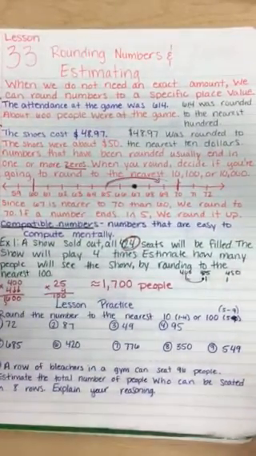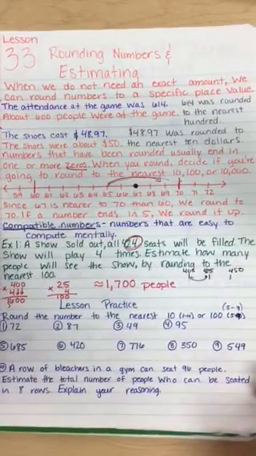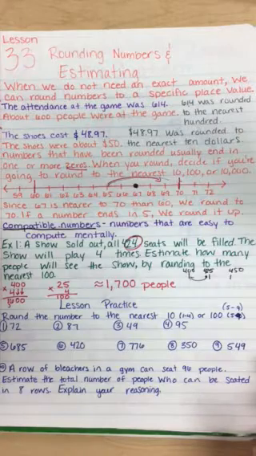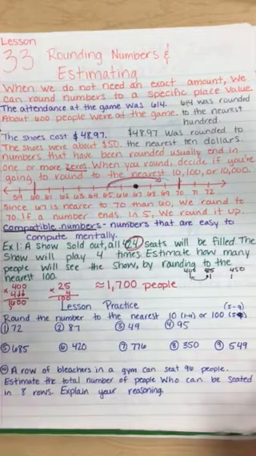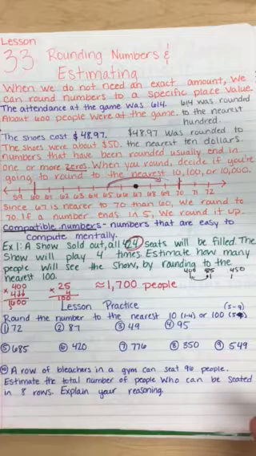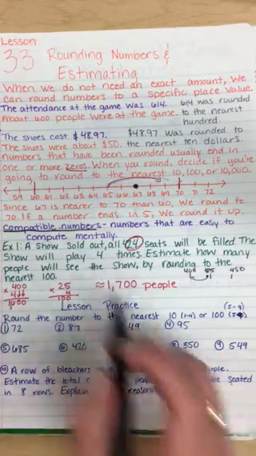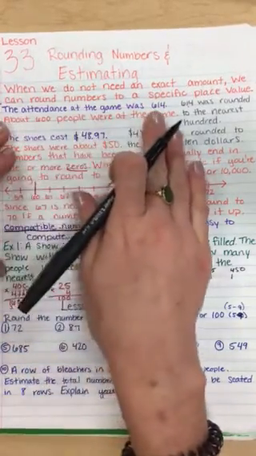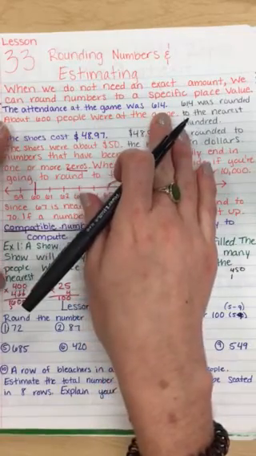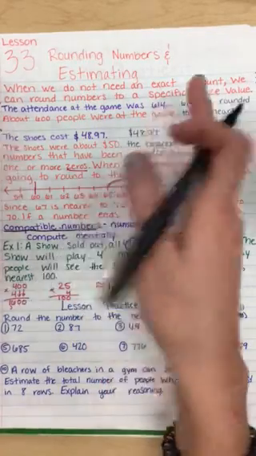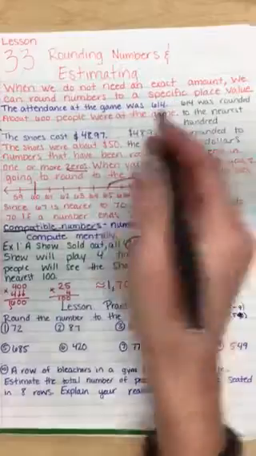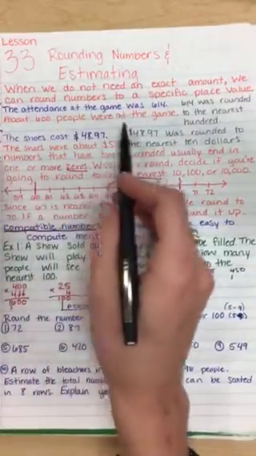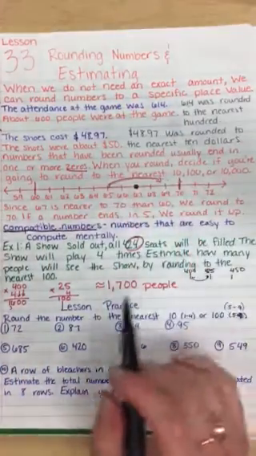So here we go. Lesson 33, rounding and estimating numbers. When we don't need to find an exact amount to describe a situation, we can round numbers to a specific place value. Instead of saying the attendance at the game was 614, we can say about 600 people were at the game. And it sounds a little bit better.